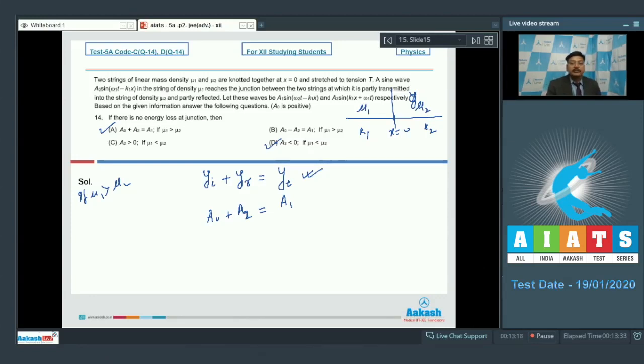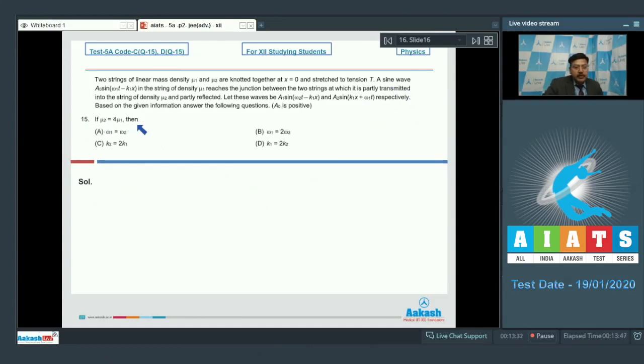Let's go on to the next question now. Question 15 says if mu2 is 4 mu1, then option A says omega 1 equals omega 2, option B says omega 1 equals 2 omega 2. Well, we know that the angular frequency or the frequency of the wave is determined by the source, not by the medium. So the angular frequency will not change. In both the media, angular frequency is going to be same, which clearly means that omega 1 equals omega 2. It is not affected by the linear density of the media. So that means A is correct and B is incorrect.